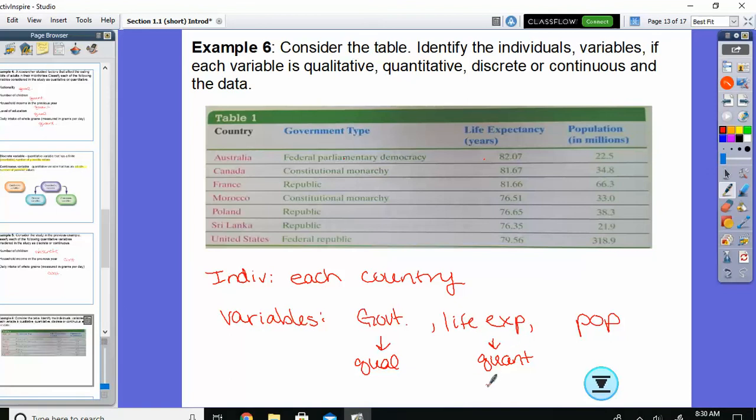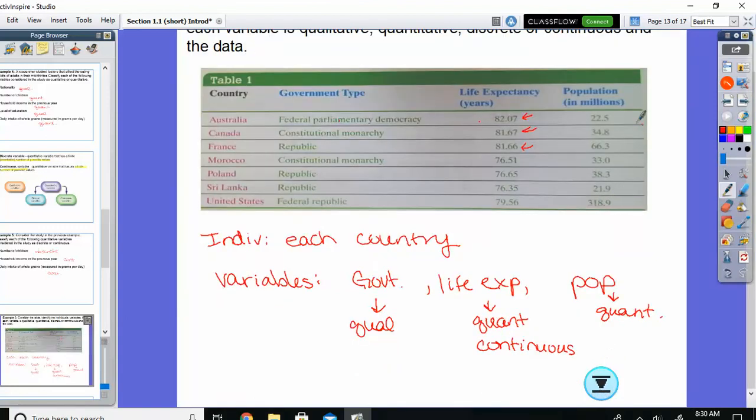Okay, since it's quantitative, we could say, is it discrete or continuous? Look at the numbers. 82.07, 81.67, 81.66. I did continuous because of those decimals. Okay, population, qualitative or quantitative? Discrete or continuous? I'm talking about millions of people. It is discrete. They're large numbers. I don't want to sit and count them, but we could. We don't have a fraction of a person, so it is discrete.